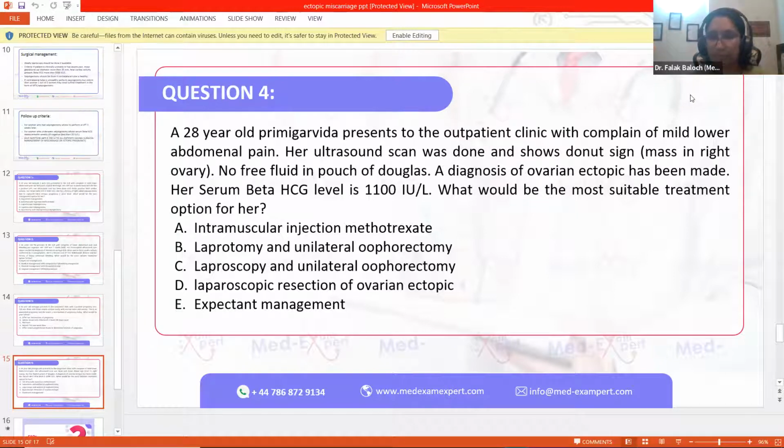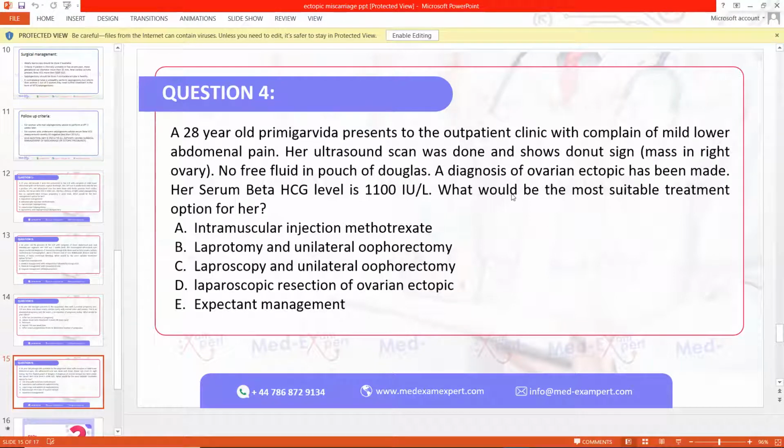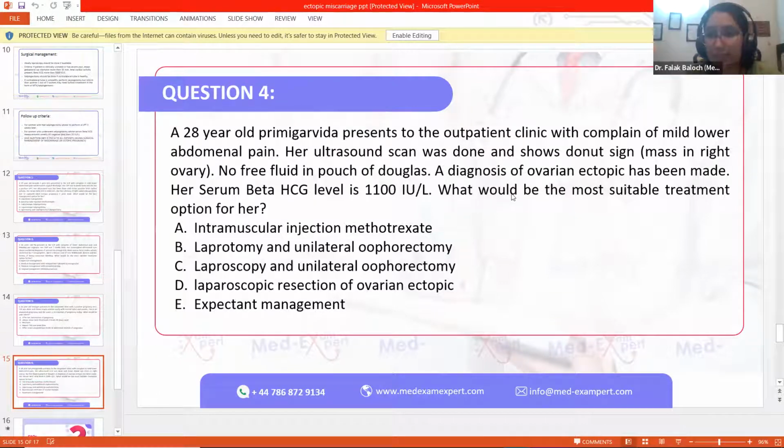What do you think, Samina? Basically this patient falls under the criteria of medical management because she has mild pain. She doesn't have severe pain. Her serum beta HCG is 1100. There is no free fluid in the pouch of Douglas, which means that the ectopic has not ruptured yet, so we can consider intramuscular injection methotrexate for her.